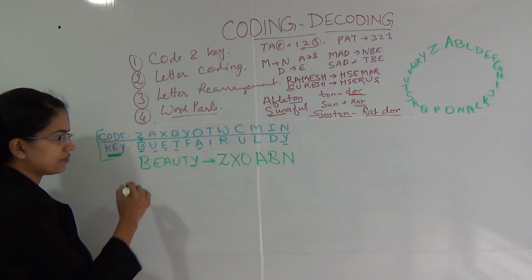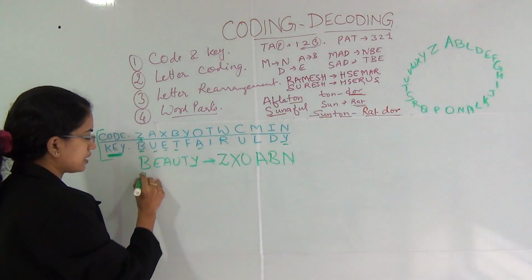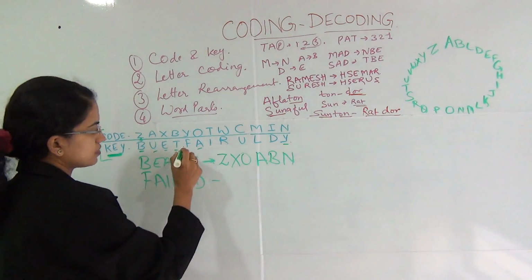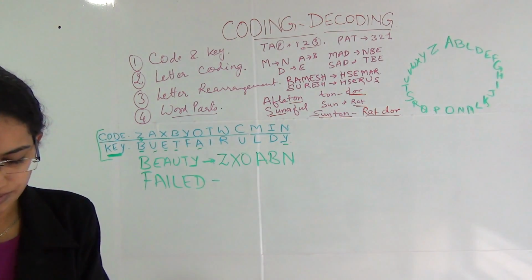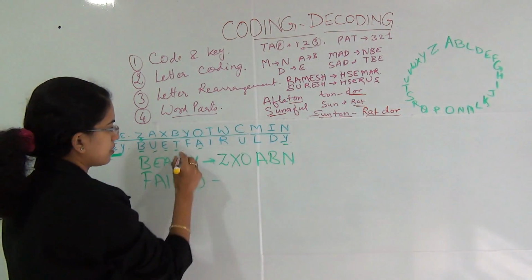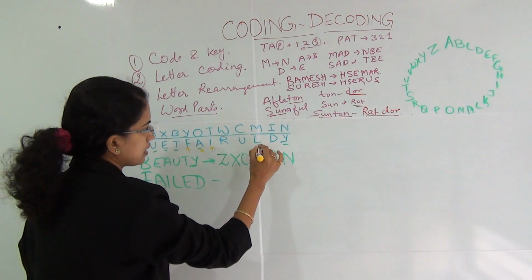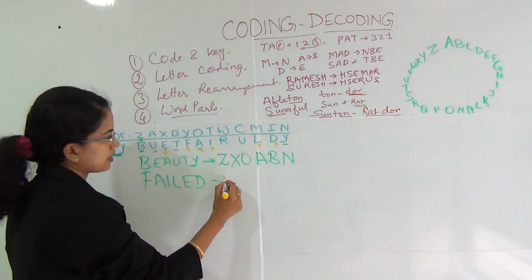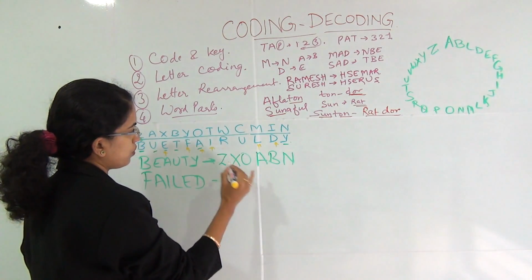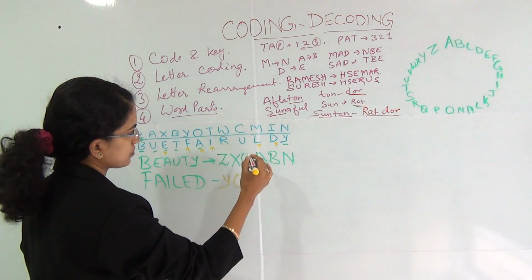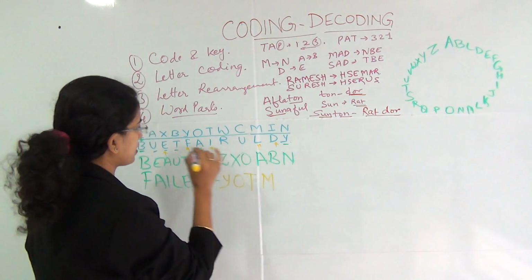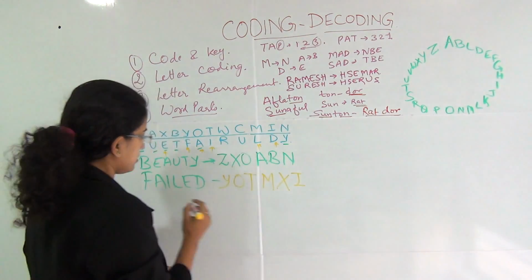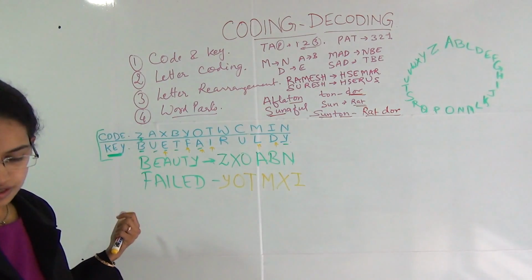We will practice a few more examples based on it. I have a next word, failed. Now let's start with F. I'll use another color to make it clear. So you have F here, A here, I here, L here, E and D. So we'll start with F. F becomes Y, A becomes O, I becomes T, L becomes M, E becomes X, and D becomes I. So this would be the code and key for the word fail.